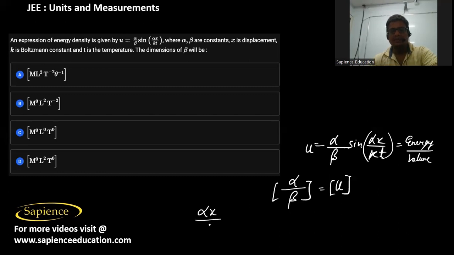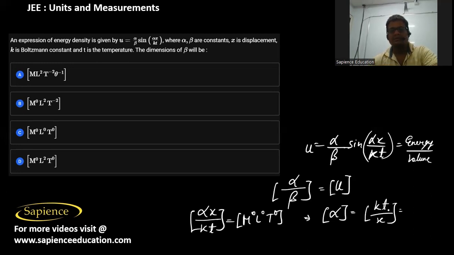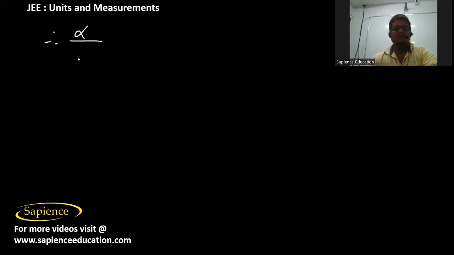and the dimension of alpha x by kT should be dimensionless, that should be M^0 L^0 T^0. So therefore the dimension of alpha will be equal to the dimension of kT by x. It means it is energy by displacement, so it is the same as the dimension of force, which is equal to MLT^-2. Now alpha by beta has the same dimension as energy by volume. So therefore alpha by beta has dimension equal to energy by volume, which is ML^2T^-2 divided by L^3.